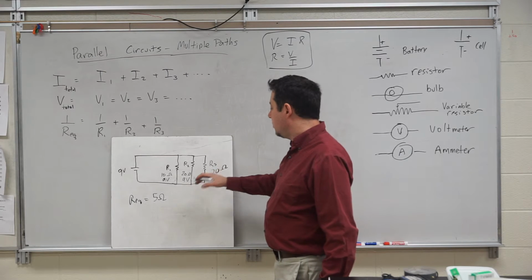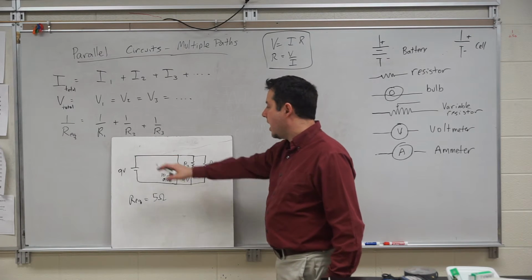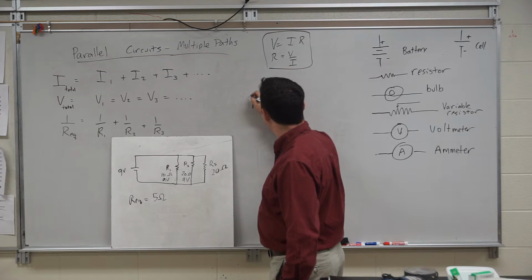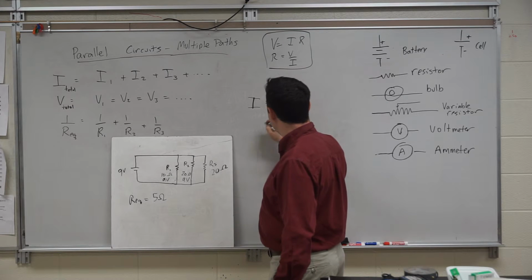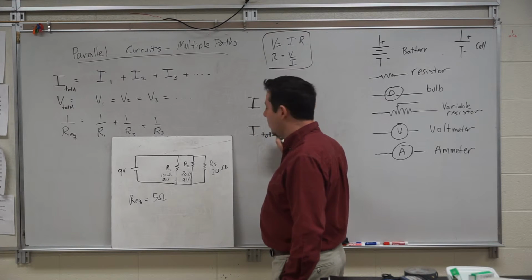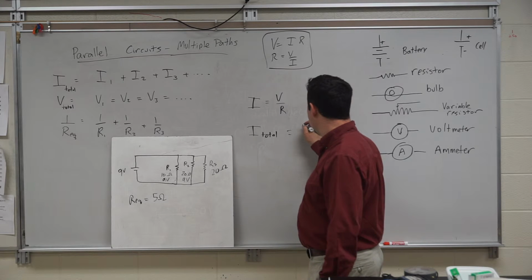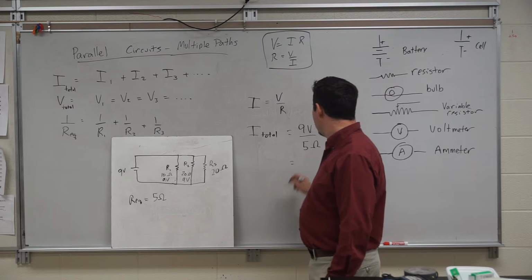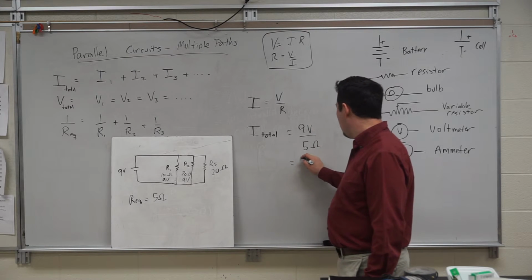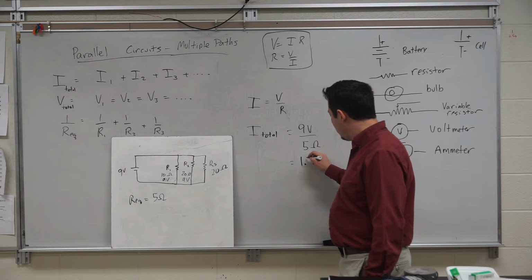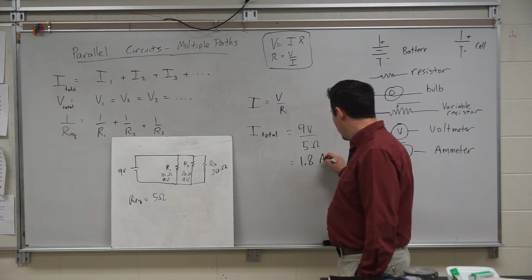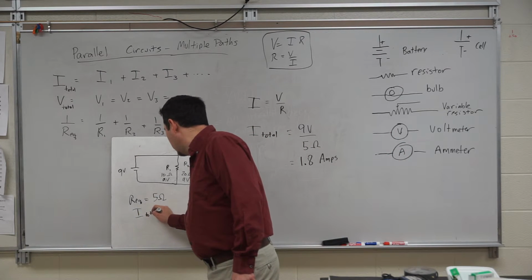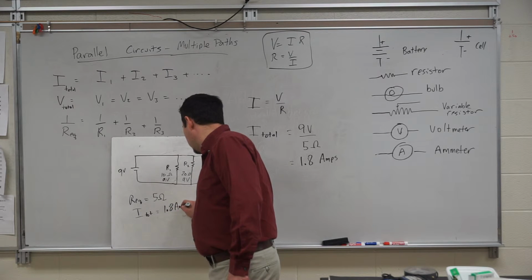So let's think of this. The total resistance is 5 ohms, 9-volt battery. So if you want to look using this at the current, I equals V over R. And current total then, let's just look at the total, is going to be V total, which is 9 volts, over equivalent resistance, which is 5 ohms. So that should equal 1.8 amps. So I total is 1.8 amps.